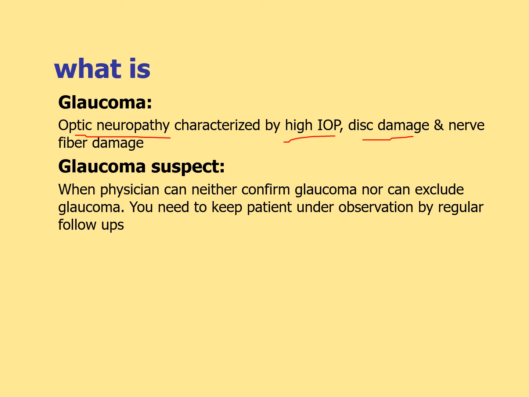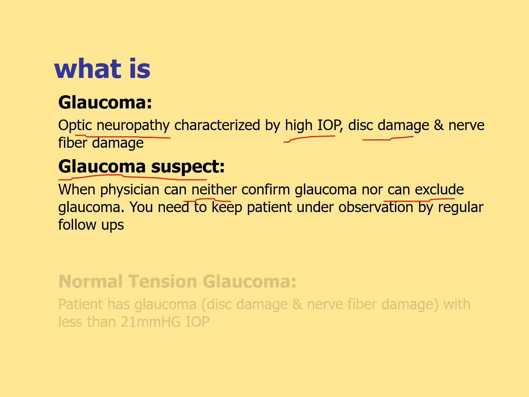So what is glaucoma suspect? Glaucoma suspect is when the physician can neither confirm the glaucoma nor can exclude the glaucoma. So the patient is a suspect. He may or may not have glaucoma. You need to keep such patient under observation by regular checkups.